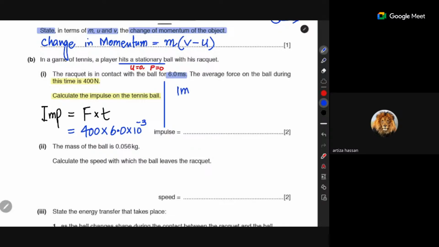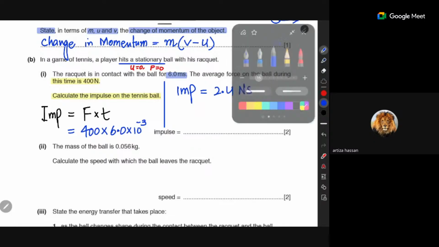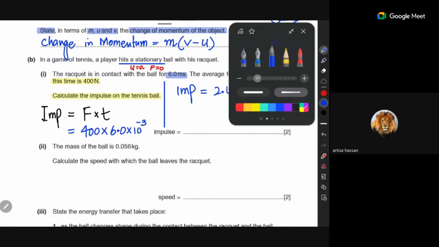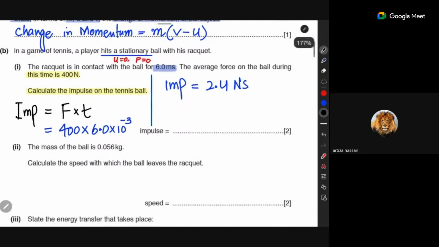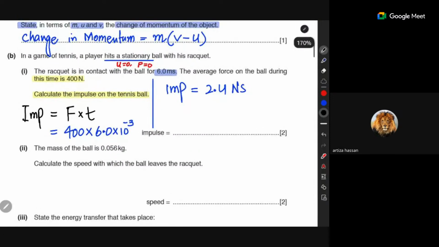So impulse is 2.4, and what will be its unit? Newton second. So actually impulse is how hard a body is hit by another object, or how much force is being transferred to the body. So is it the same answer? Raid and Ariba, Ibrahim, did you check the answer? Yes, sir. It's 2.4. Okay.